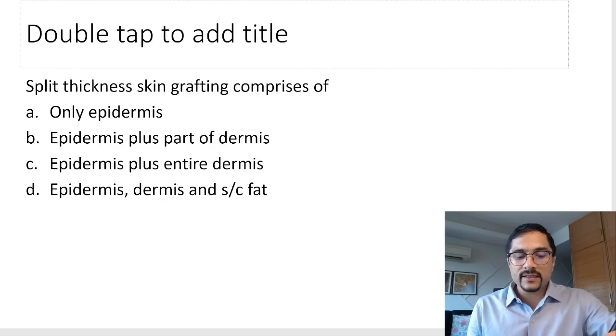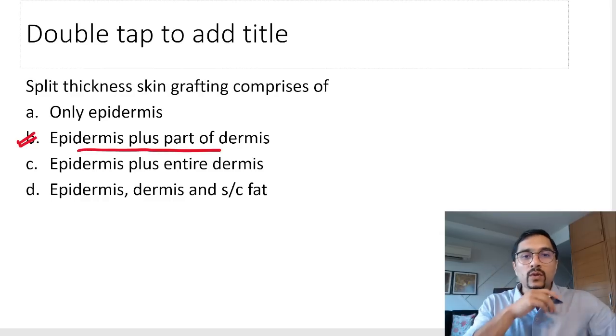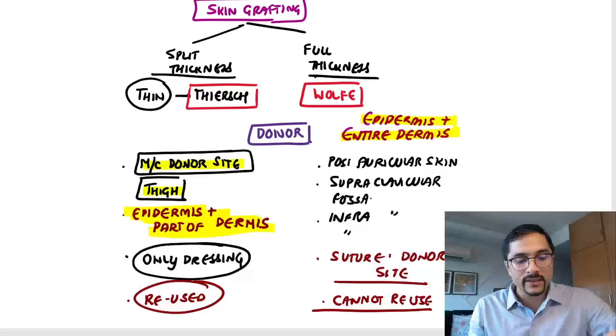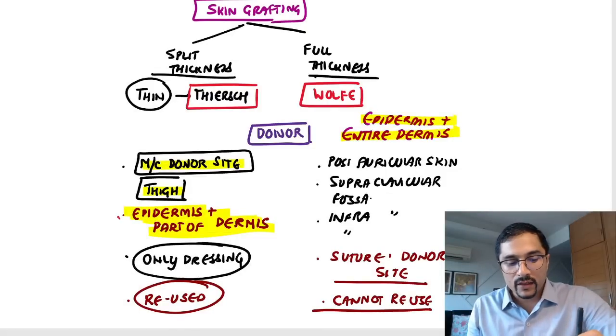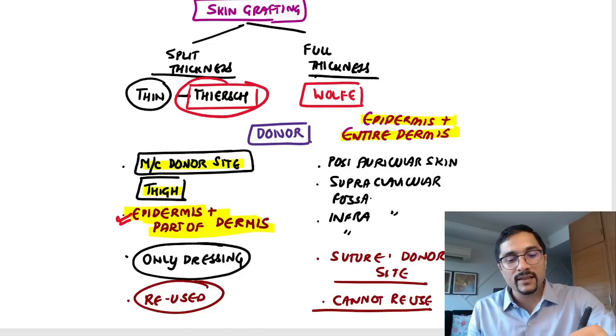Now split thickness skin grafting comprises of, this question has been asked many times in the exam. So split thickness skin graft is epidermis plus some part of dermis. It is not only epidermis, it is epidermis plus some part of dermis. Please remember this.